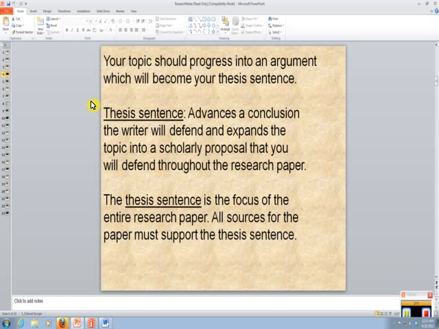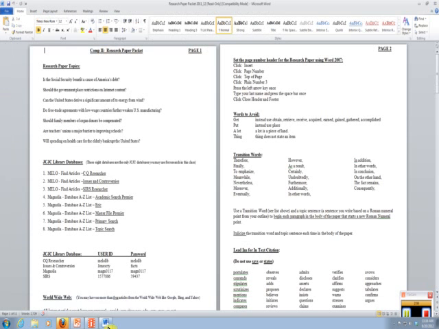And in composition classes, you've learned that the thesis statement is going to be the main focus of what your paper is about. The thesis statement, by definition, advances a conclusion that the writer defends and expands the topic into a scholarly proposal that's defended throughout the course of the paper. The thesis statement is the focus, it's the purpose, and it actually tells which side of the issue that you're on whenever you're responding to the questions that are given in the research packet.